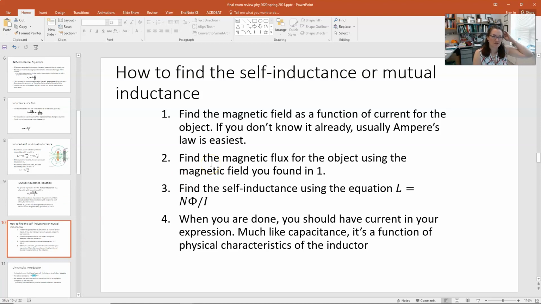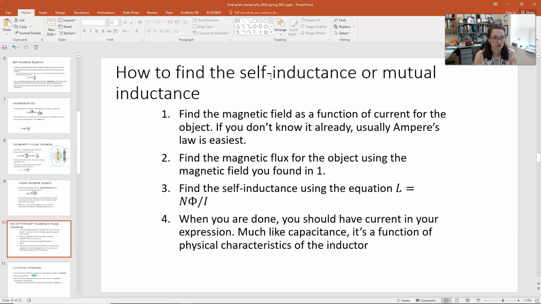So here's how to find the self or mutual inductance of some coils. So first, you find the magnetic field as a function of current for the objects. Okay, if you don't know it already, usually Ampere's law is the easiest. But for example, on the test, if you remember what the magnetic field of a solenoid is, you can totally use that, and I'm going to be okay with it.